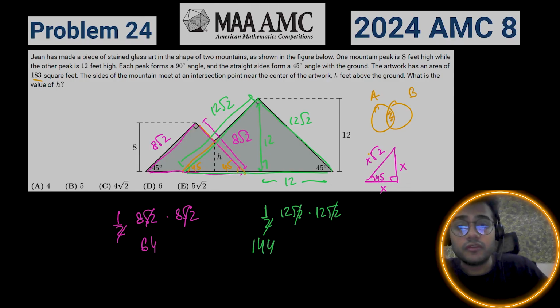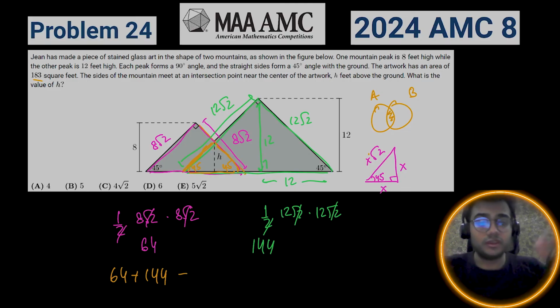So the area of those individual triangles is going to be 64 plus 144, but we have to subtract the overlap. This is the overlap. This orange triangle, that is their overlap, and we just subtract it once so that we can get the area of the union.